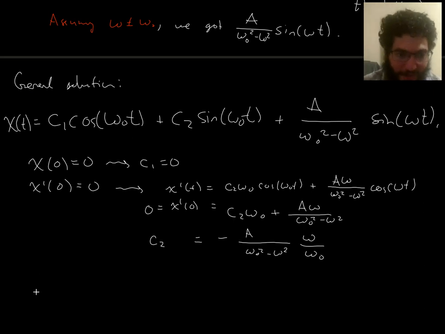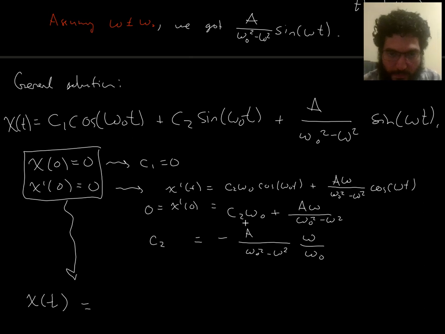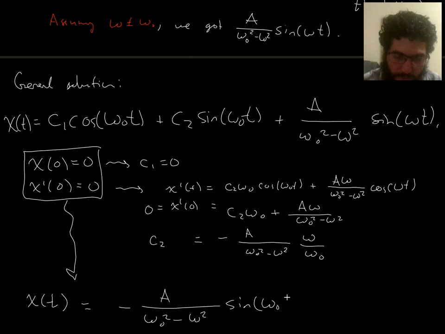Okay, so then finally let me write the solution that satisfies those initial conditions. So if I have these initial conditions, then here's my particular solution. So C1 is dead, C2 is that, so we've got negative A over that, sine omega naught t, and then this thing.